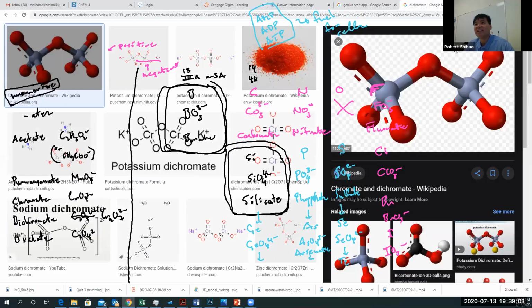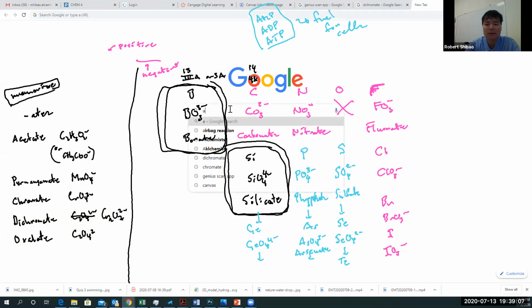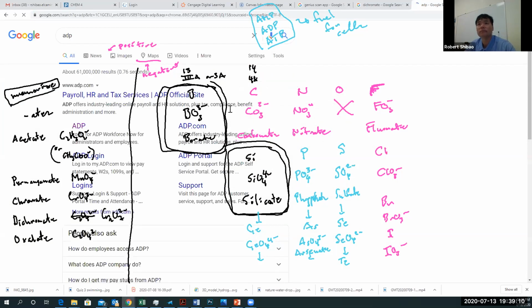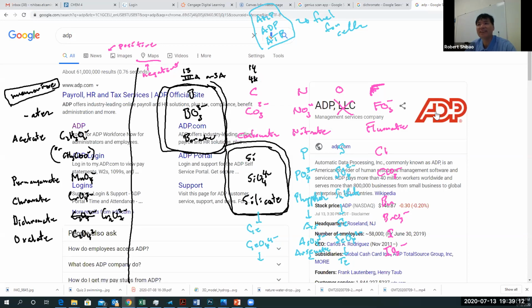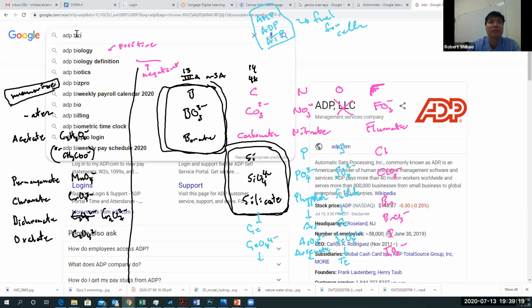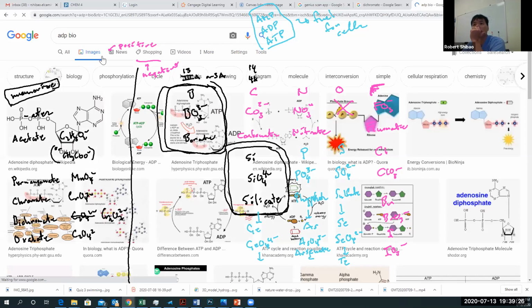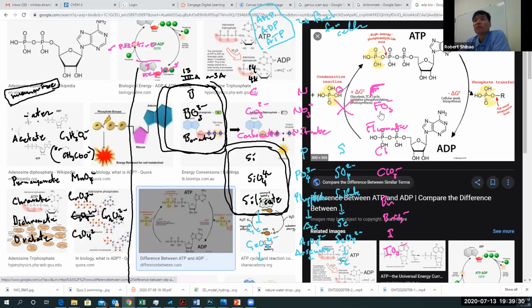We looked at dichromate here. Let's take a look at ADP, for example. ADP is a payroll company, but let's see if we have some images for this. You know, phosphate is usually phosphorus with 4 oxygens, right? So let's take, this is ATP, sorry.